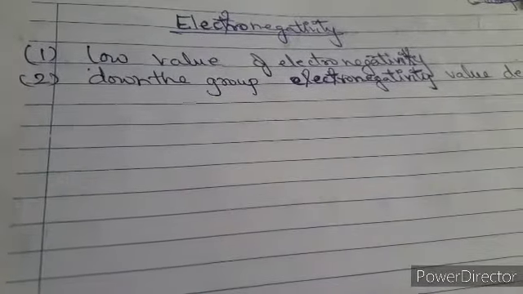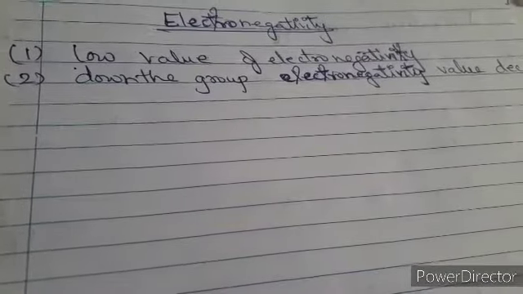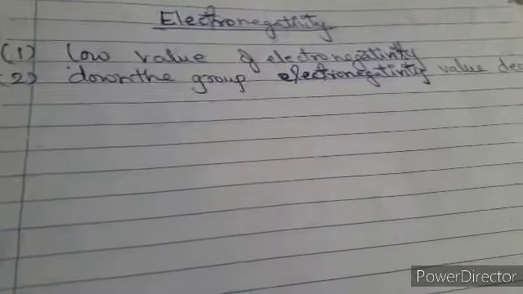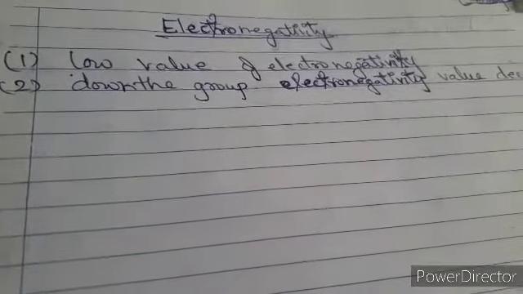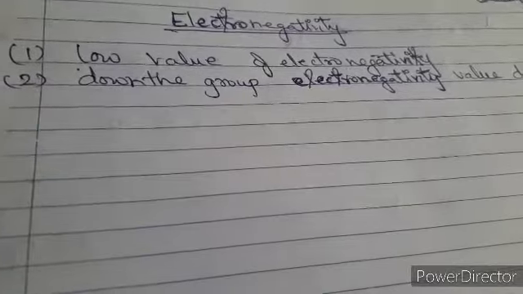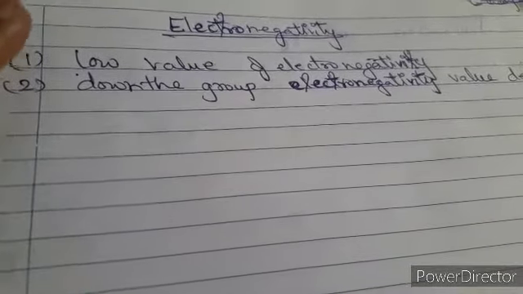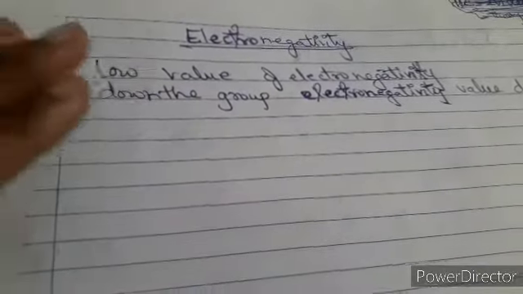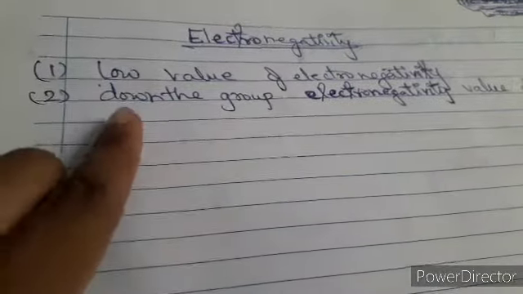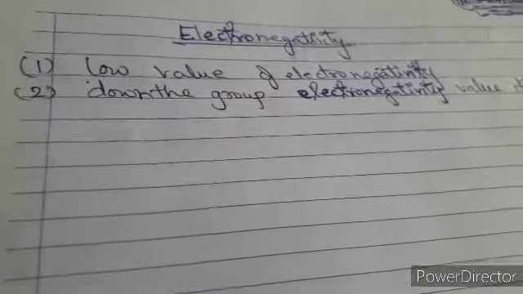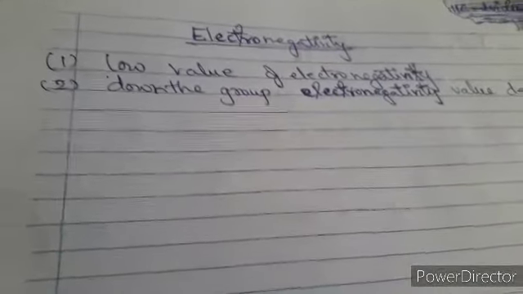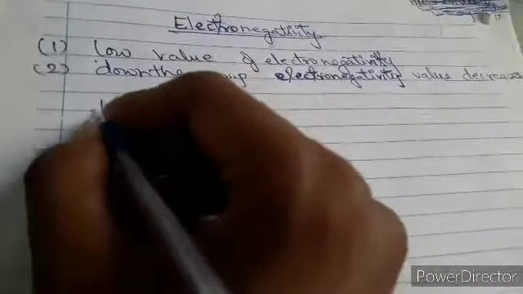If you remember the definition, it is the tendency of an atom to attract the electrons towards itself. That tendency is known as electronegativity, but we are not focusing on that part. We are just talking about how these alkali metals show the value of electronegativity. First of all, you have to remember they have a very low value of electronegativity, right? And when you move down a group, their value of electronegativity also decreases. We have already discussed it many times.